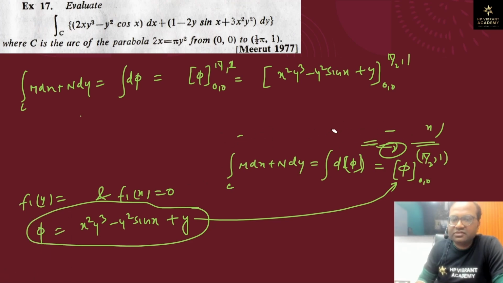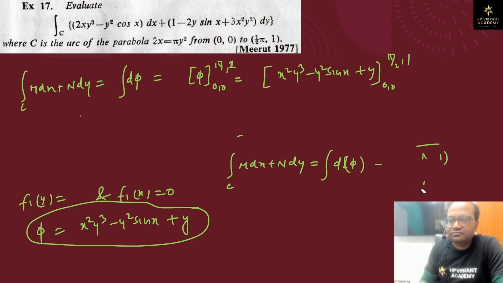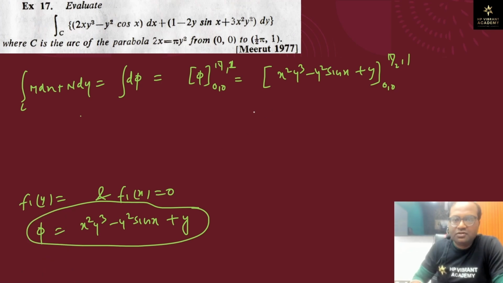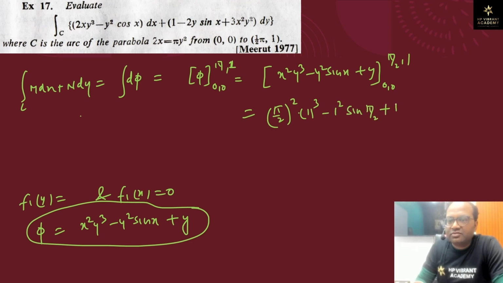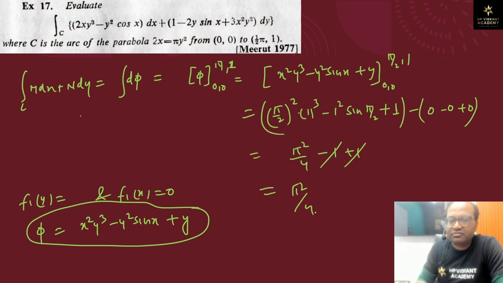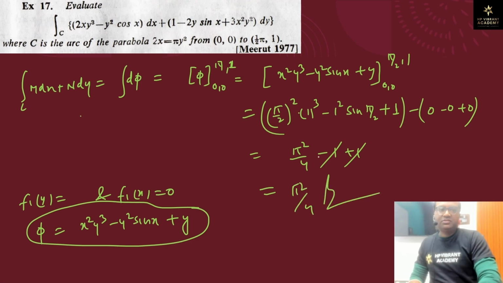Let us further simplify this. Let us place x as pi by 2 and y as 1. So this is (pi by 2) whole square into 1 whole cube minus 1 square into sin pi by 2 plus 1, minus 0, 0. So this is 0 minus 0 plus 0. So this is equal to pi square by 4 minus 1 plus 1. This gets cancelled. This is equal to pi square by 4. Answer.